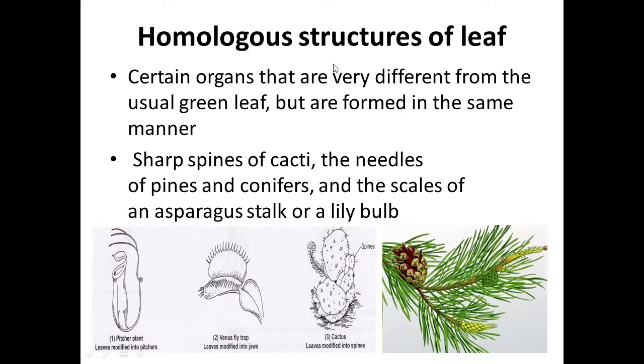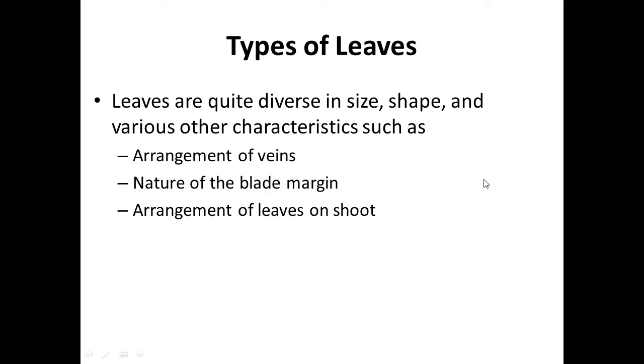Now we discuss some homologous structures of leaf. There are certain organs that are very different from usual green leaves but are formed in the same manner as the green leaf. These include sharp spines as present in cacti, needles in pines, and scales of asparagus stalk or lily bulb. So these are all modifications or homologous structures of leaf.